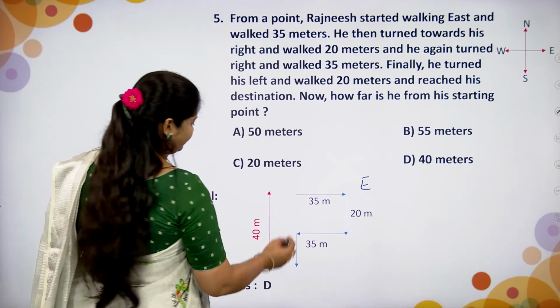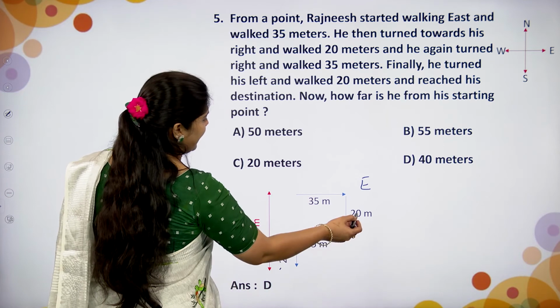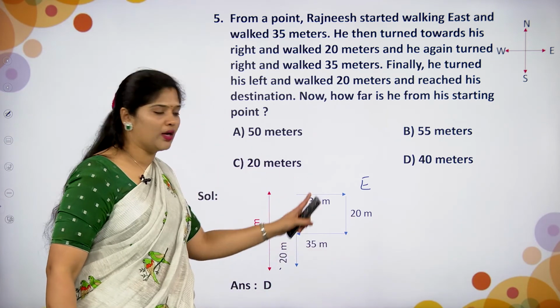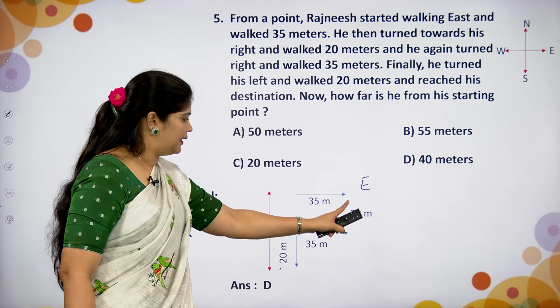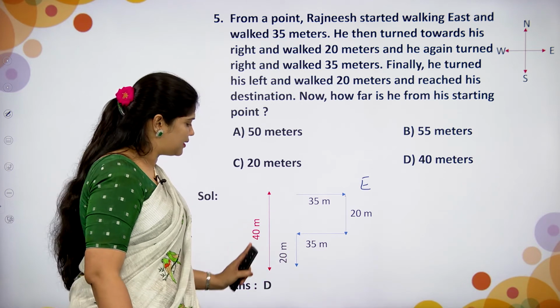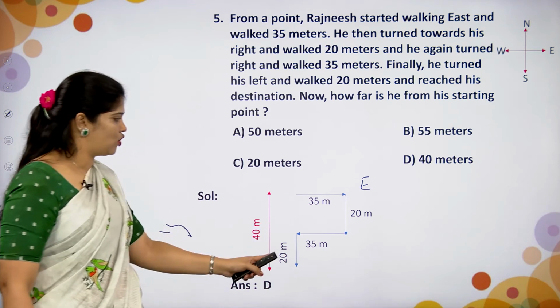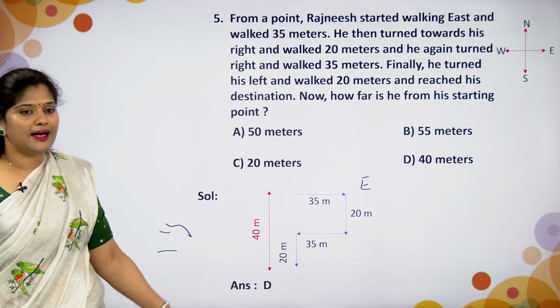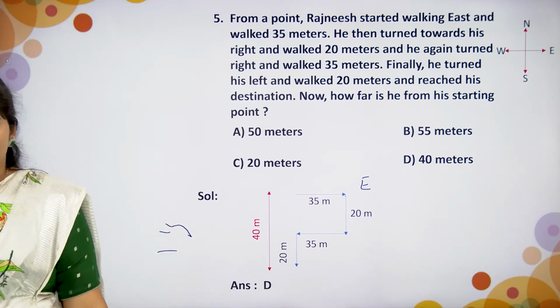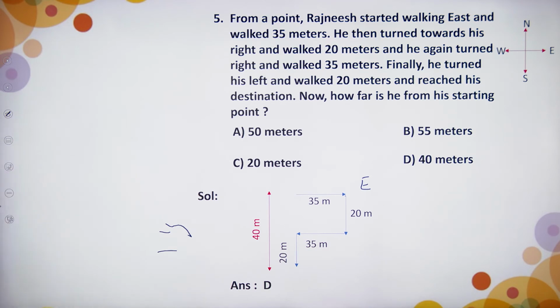So now this is 20 meters and this is 20 meters because these two are 35 meters. So here 20 meters and here 20 meters. This is the answer. 20 plus 20 is 40. So option D is the correct answer. Children, it completely depends on how you draw the diagram. Keep the directions in your mind and draw the figure, then you will get the answer.